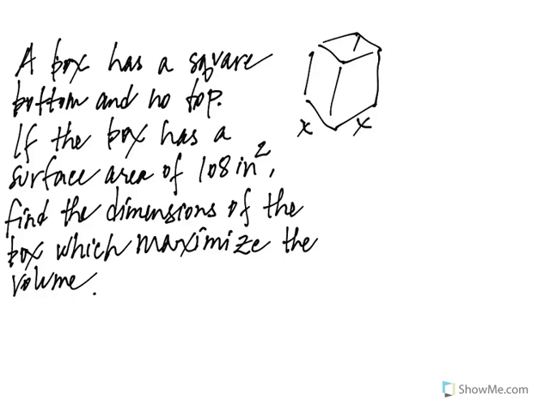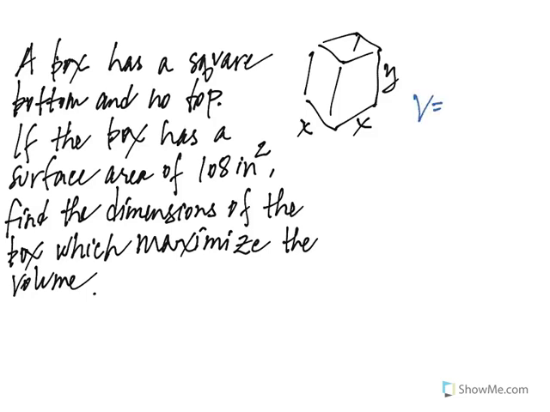It's got a square bottom, so I've got that x times x. Those dimensions have to be the same. And the height does not necessarily have to be equal to the base, so I'm going to use a separate variable. We'll call that y. All right, so now let's start off with the equation that I need to maximize. And that is, in fact, the volume of this box.